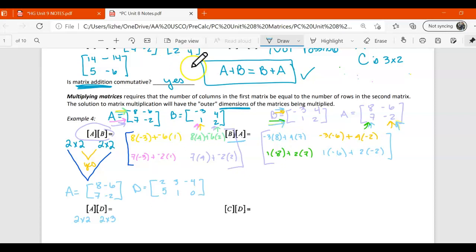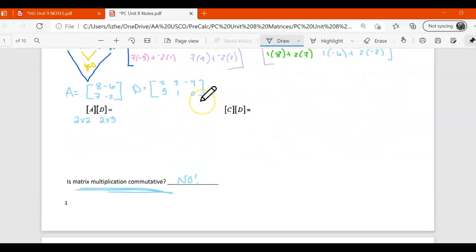Okay. So when I multiply these, remember these two have to be the same. And yes, they are, so I can multiply. Then these outer ones tell me that I will have a 2 by 3 as my answer. And so as you get into different dimensions being multiplied, it's always good to know what you're trying to get. You're trying to get a 2 by 3. All right? And so now here we go.